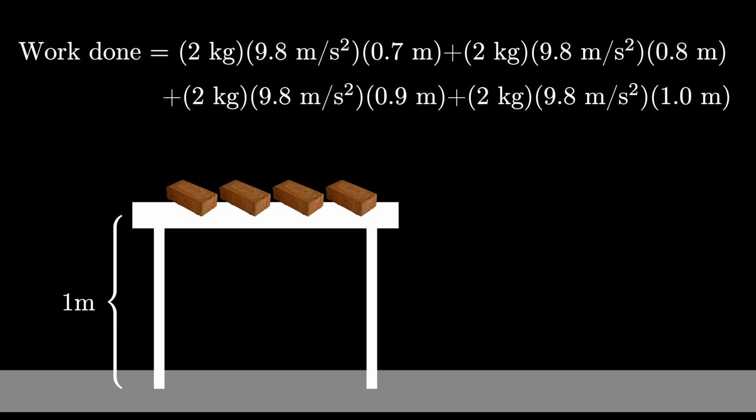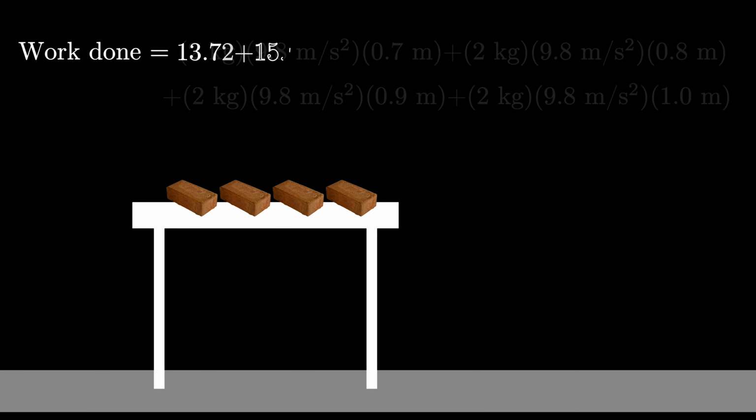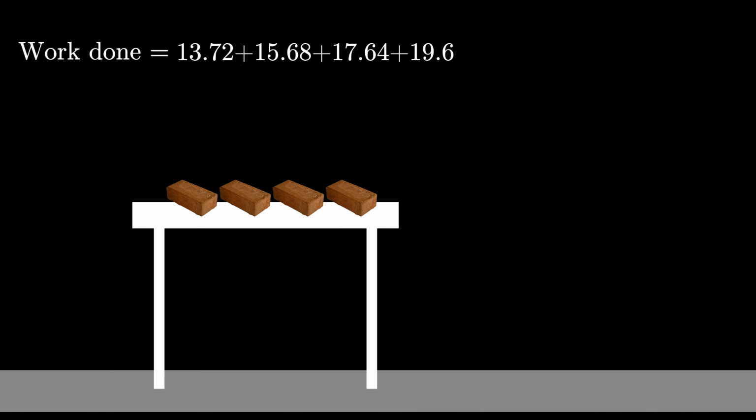As we have computed the work done for each brick, we see that the total work done in lifting the stack of bricks is the sum of the work values for each of the 4 individual bricks. Adding up these 4 work values gives us a total work done of 66.64 Newton meters to lift the 4 bricks to the top of the table. With these 2 examples in hand, we can now move to a more interesting situation.